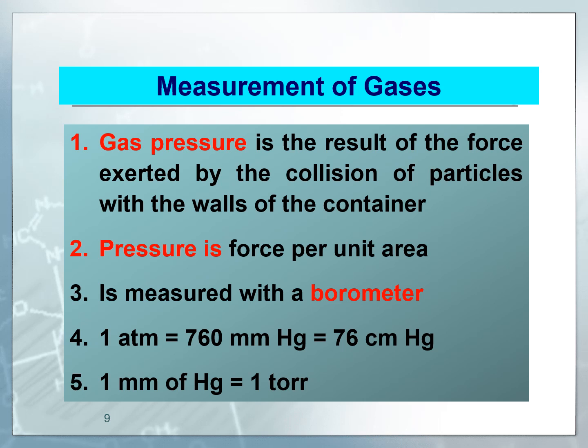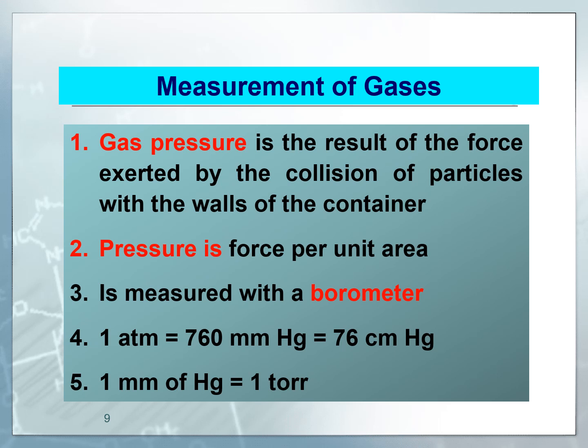Pressure is force per unit area and can be measured with a barometer. The most common type is a mercury barometer. A mercury barometer consists of a tube sealed at one end, filled with mercury, and inverted in a dish of mercury. The height of the column is proportional to the atmospheric pressure.